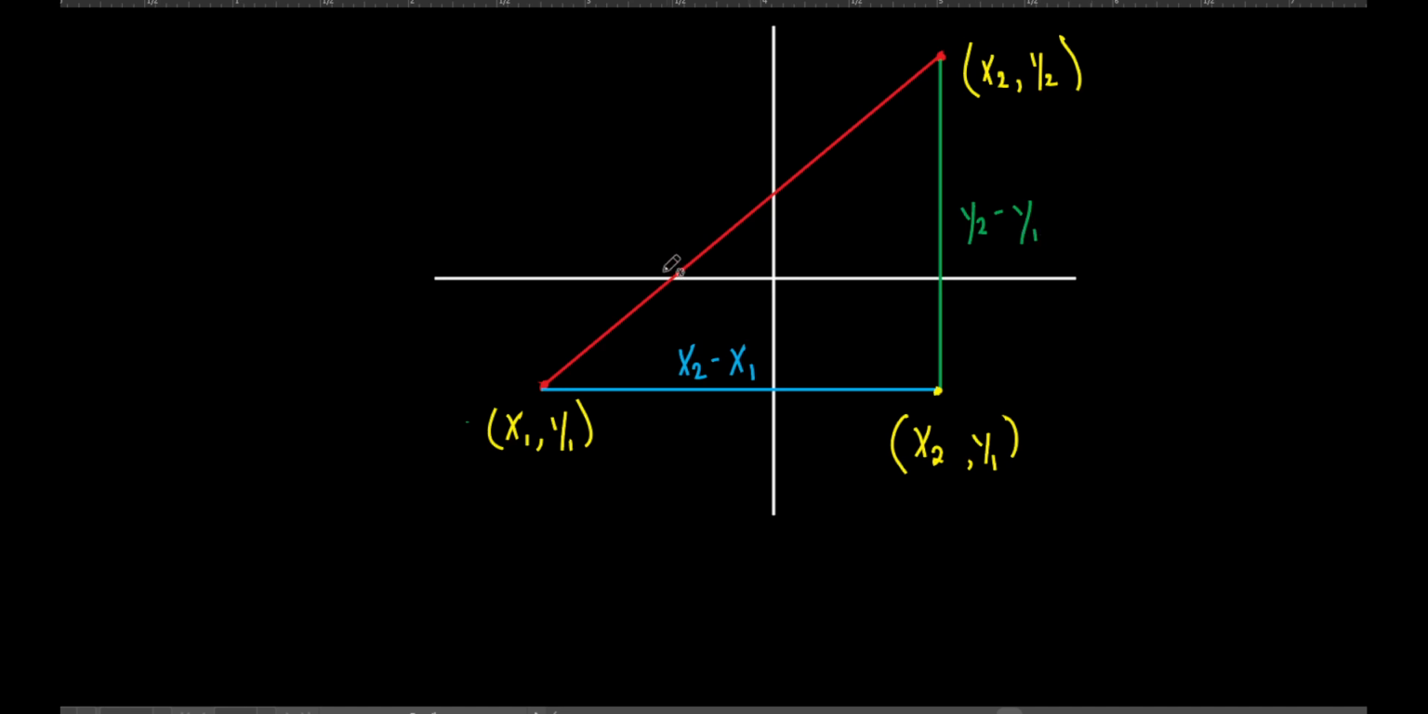Now, I don't just have any kind of triangle. I drew this horizontal, I drew this vertical. So what kind of angle do I have here? It's a right angle, okay? So what kind of a triangle is this? It's a right triangle, all right?